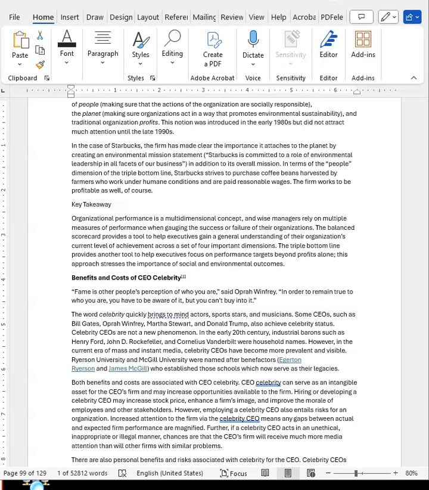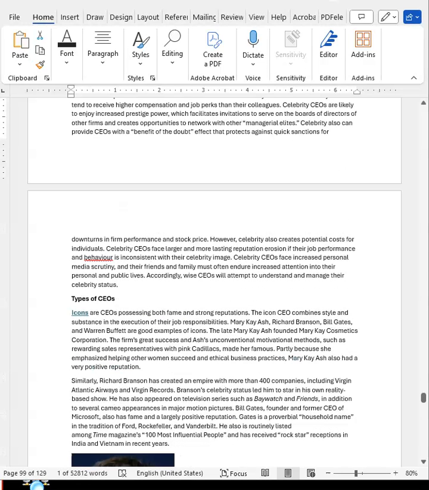There are also personal benefits and risks associated with celebrity for the CEO. Celebrity CEOs tend to receive higher compensation and job perks than their colleagues. Celebrity CEOs are likely to enjoy increased prestige power, which facilitates invitations to serve on the boards of directors of other firms and creates opportunities to network with other managerial elites. Celebrity also can provide CEOs with a benefit of the doubt, a fact that protects against quick sanctions for downturns in firm performance and stock price.